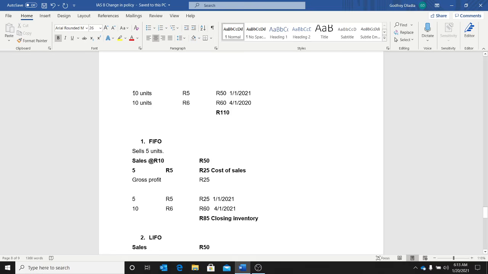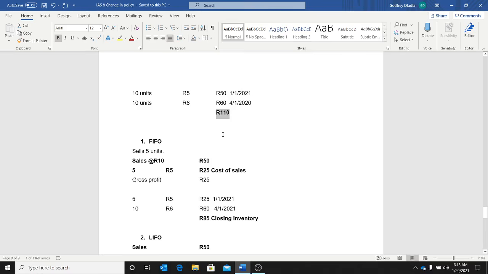Let's take this example. If you buy 10 pens for 5 rand, you'll spend 50 rand. Let's say the price increases by 1 rand after a few days. The same pens now cost you 6 rand. Right. So in total, you've spent 110 on these pens. So that is the total value of your inventory. If you are selling these pens, let's assume you are selling them at 10 rand.